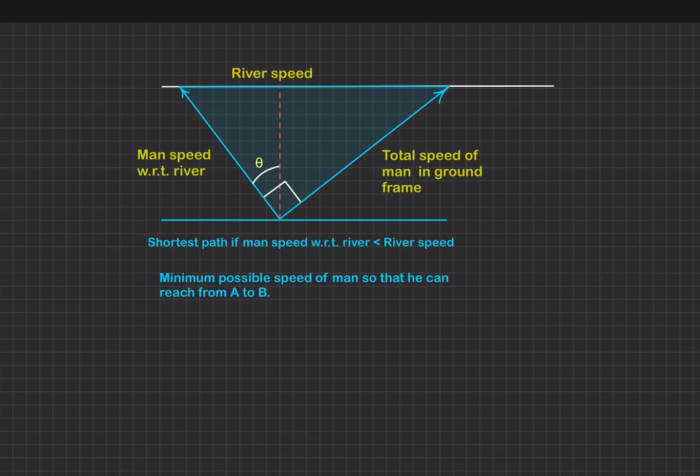In both of these cases, we see the man's swimming speed is in a certain direction that he's trying to move, right? This is his speed with respect to the river, and this is the direction in which the man is actually moving. These two will always be perpendicular, and this hypotenuse direction will give us the river speed. So we can use this short trick to solve many problems.